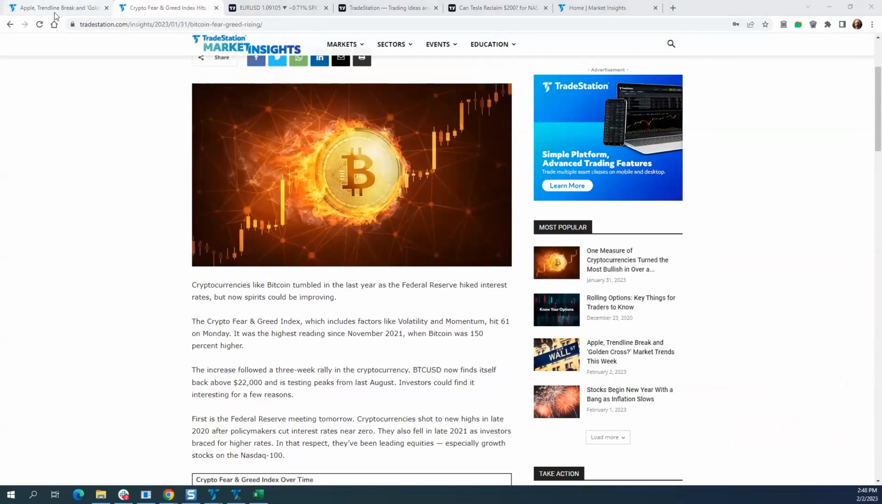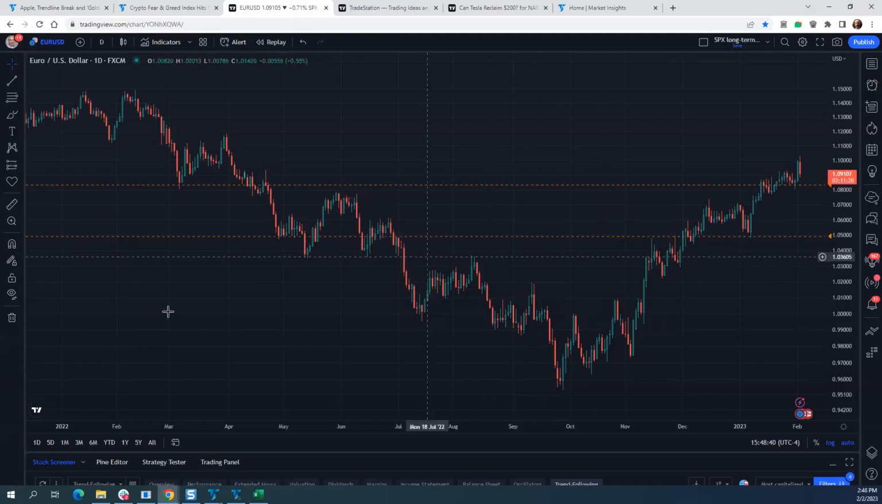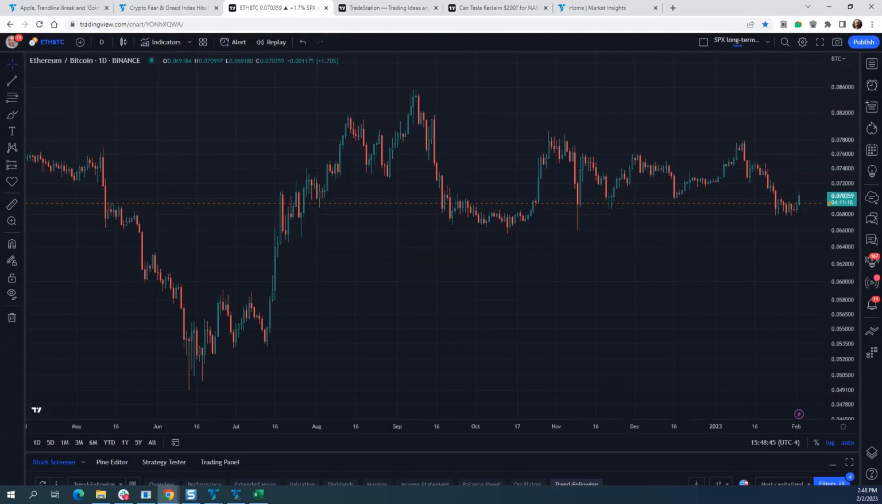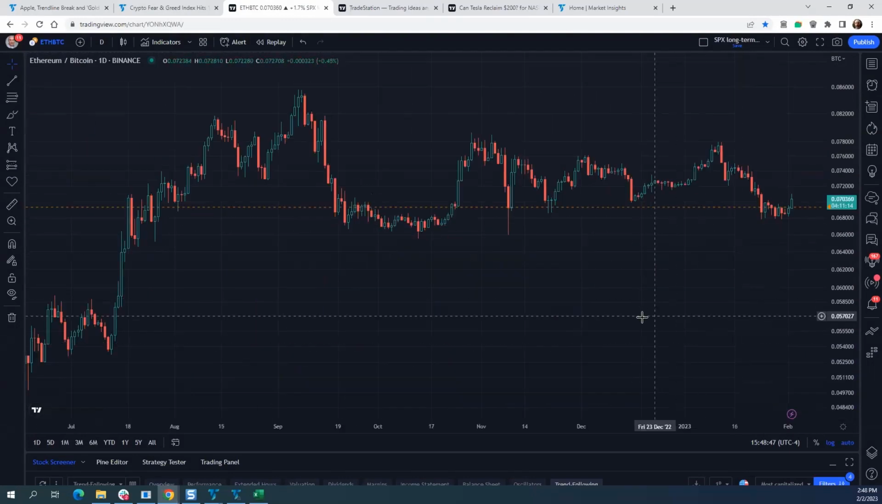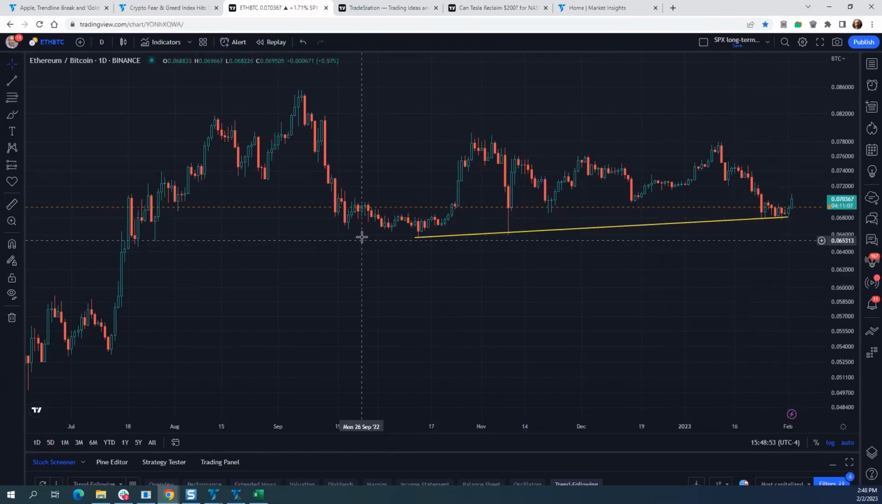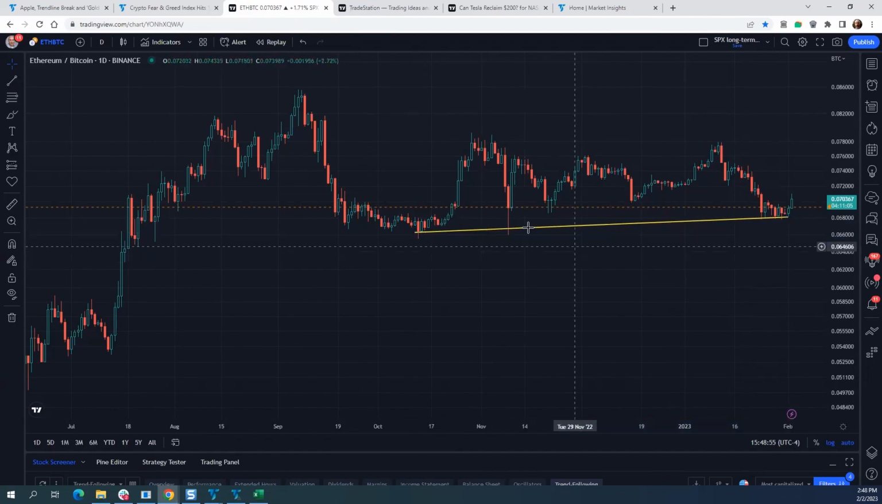But let me jump over to my TradingView. What I like about TradingView is you can compare Ethereum to Bitcoin. And to me, there's a very important thing to look at. This is a daily chart of the ratio between the two. And what's interesting here is this kind of basing pattern.